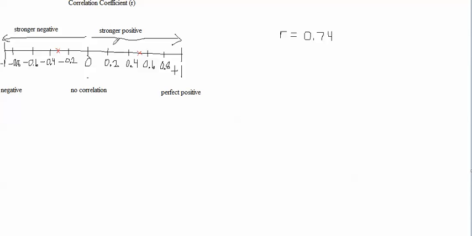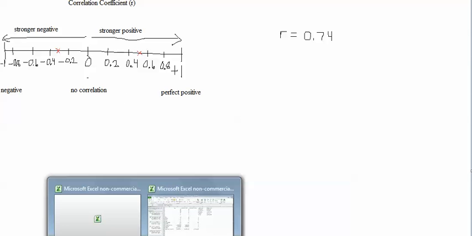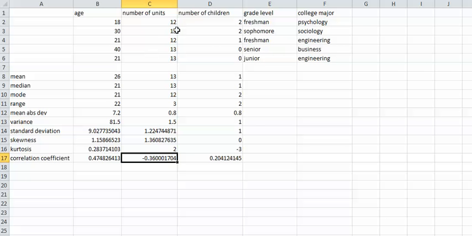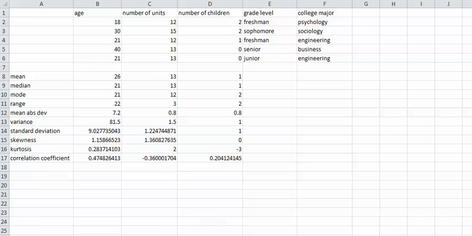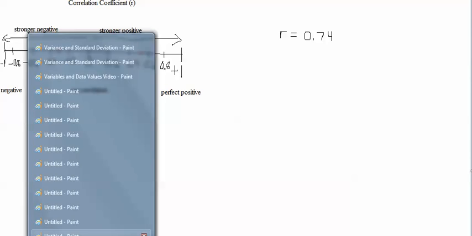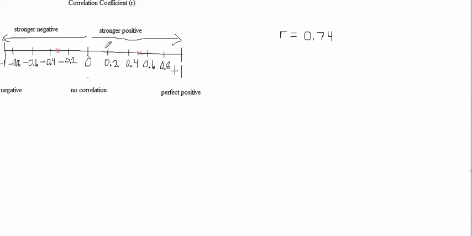And the correlation coefficient for number of units and number of children was 0.20, which is about right here. 0.2 is the same thing as 0.20.